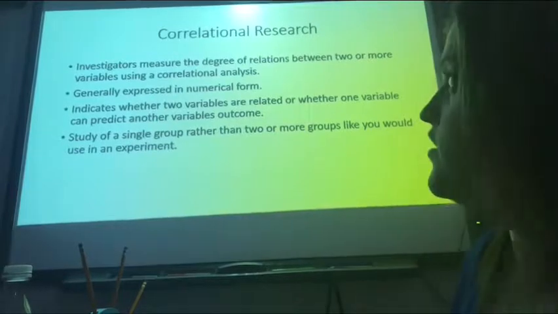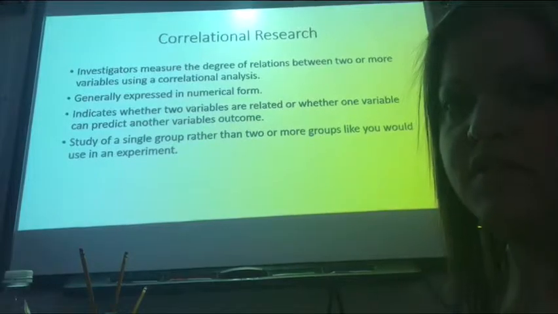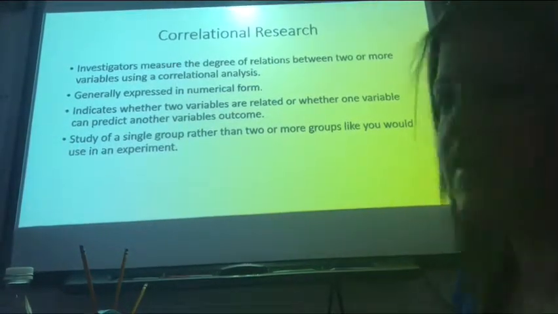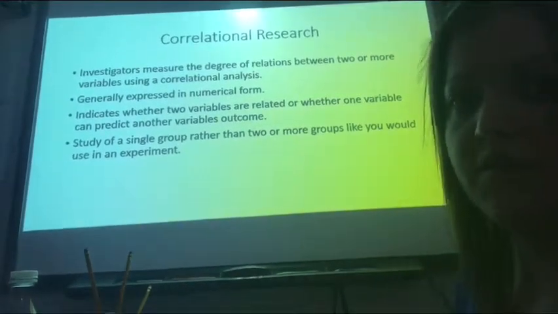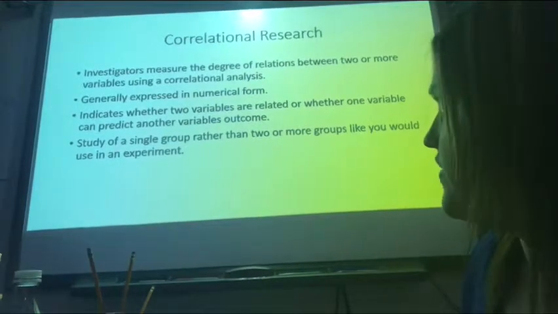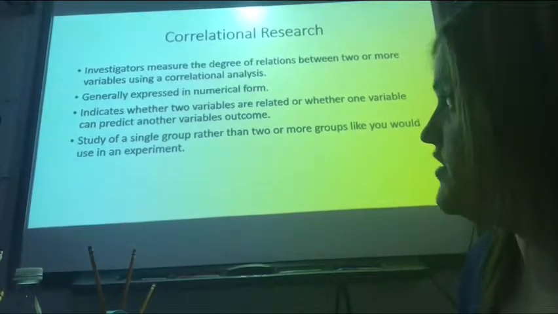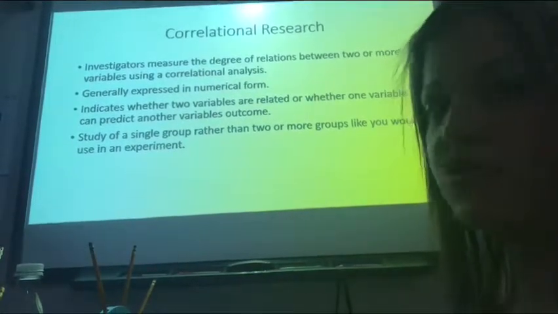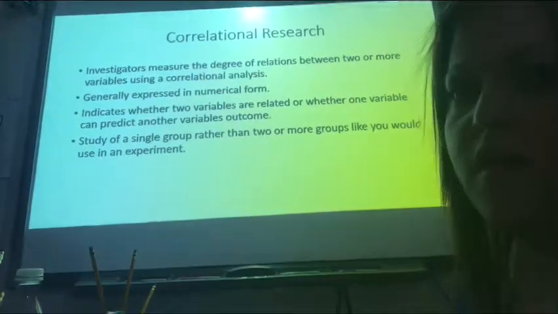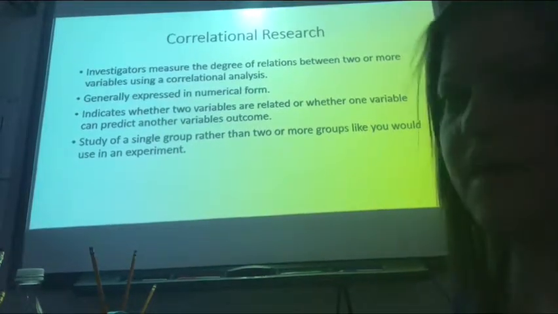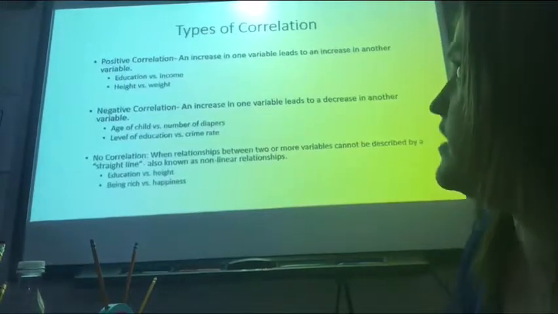A lot of investigators measure the degree of relations between two or more variables using a correlational analysis or correlational study, and it's generally expressed in numerical form, with a set of data. It indicates whether two variables are related or whether one variable can predict another variable's outcomes, and I'll give examples of that shortly. It is beneficial because it's a study of a single group rather than using two or three groups at a time like you would in an experiment. So like I said, they're related, but they're different, if that makes sense.